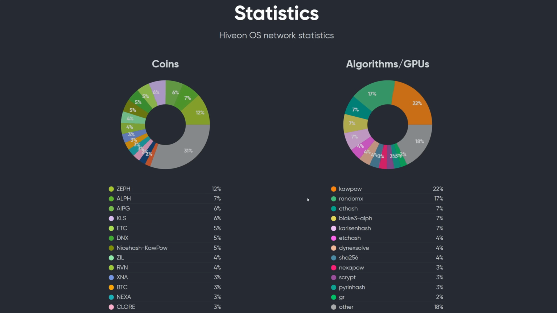As we know, GPUs on the RandomX algorithm are horrible. So I was like, you know what? It's been a very long time. I'm going to try an RTX 3070 on ZEPH and see what the hash rate and power does look like.